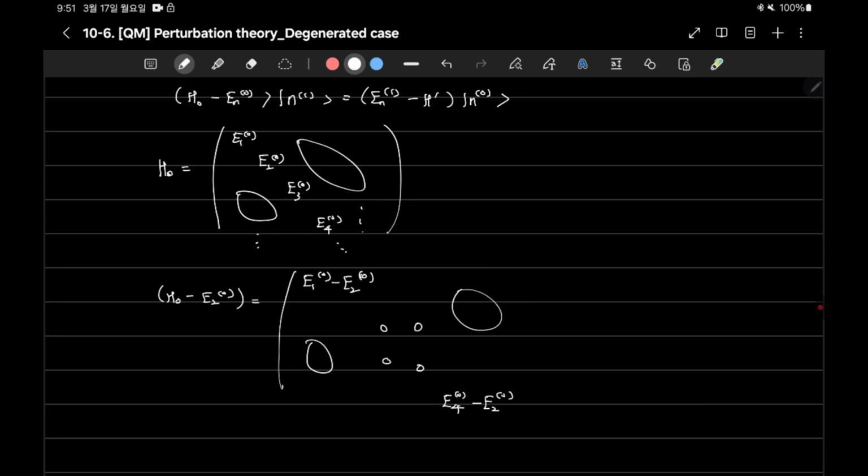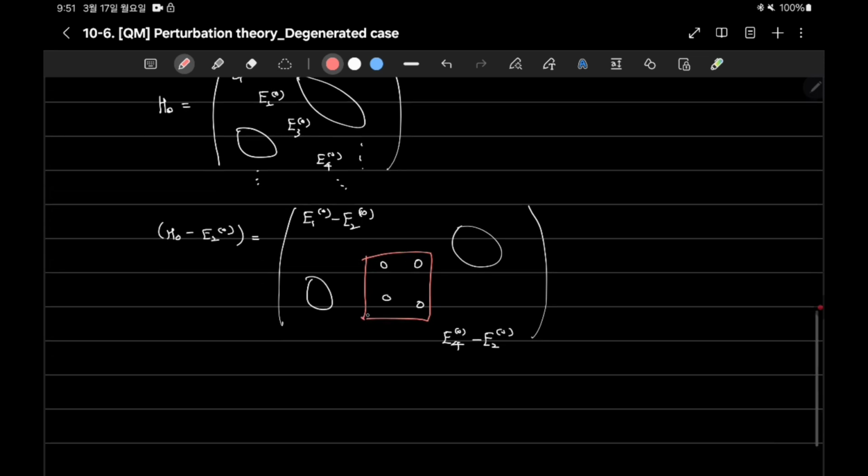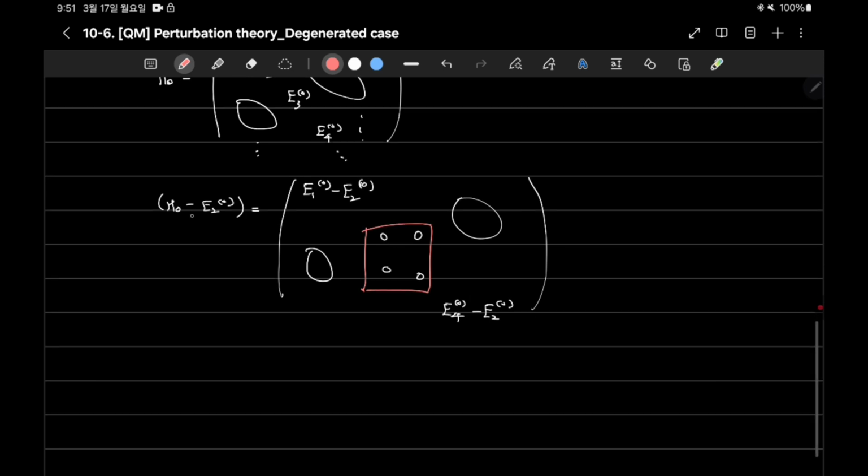Here we know that it is this matrix with 0, 0, 0, 0. All these terms equal 0. It is also diagonalized, and the eigenvalue of H0 minus E20 becomes 0 in the degenerate case.